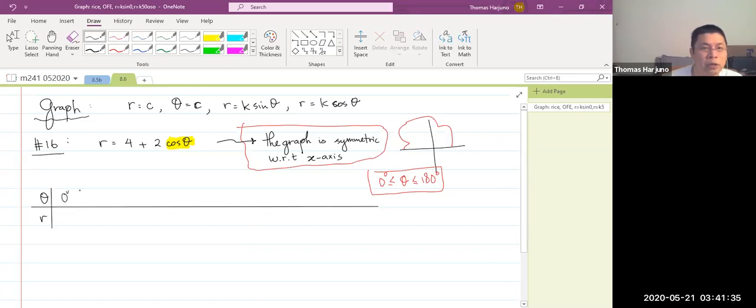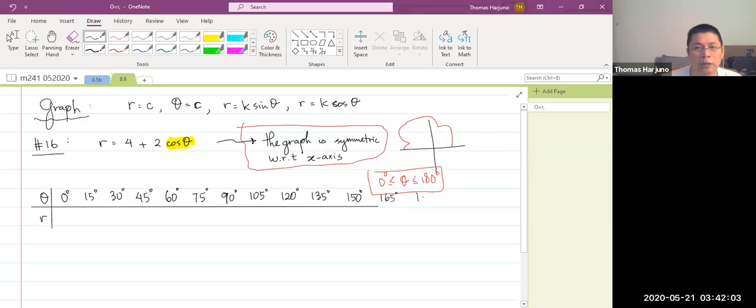So 0 degrees, 15, 30, 45, 60, 75, 90, 105, 120, 135, 150, 165, 180 degrees. Now let me ask you to do that one. You will take approximately 4 minutes for this. Just get the values.